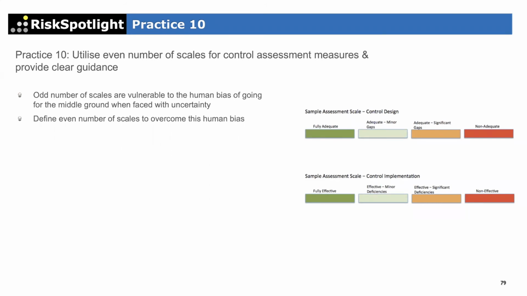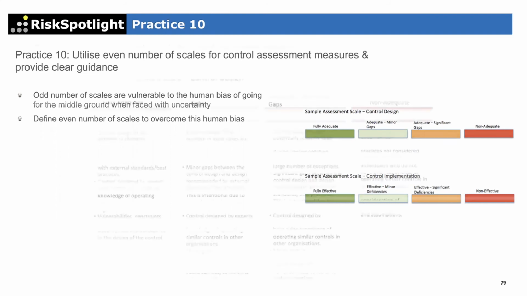So an easy way to address at least the human bias element is to create 4 levels, because then I have removed that middle ground. Now they have to think that if I am in the middle, then from a design perspective, do I have minor gaps or significant gaps? From a control implementation perspective, do I have minor deficiencies or significant deficiencies? So they won't be able to just go with the random middle. So if you have an odd number of scales, a good practice is to always have even numbers in your scale, so you don't have that middle ground.